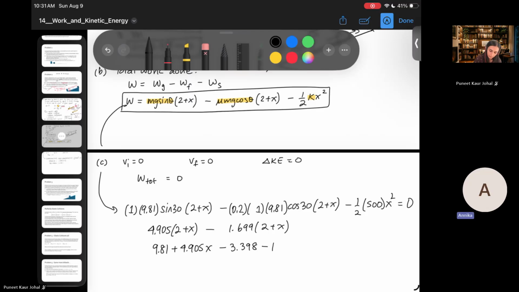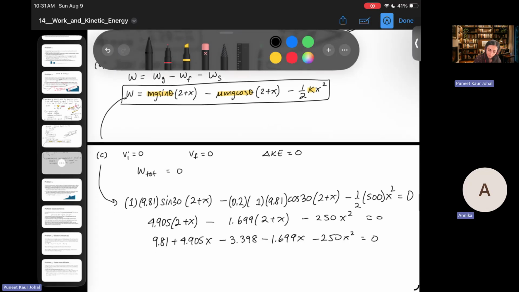I did not get that. 0.2 times 1 times 9.81. Oh, I forgot, plus 30. Okay, yeah, perfect. I had to be careful with remembering to add gravity, like mu mg.